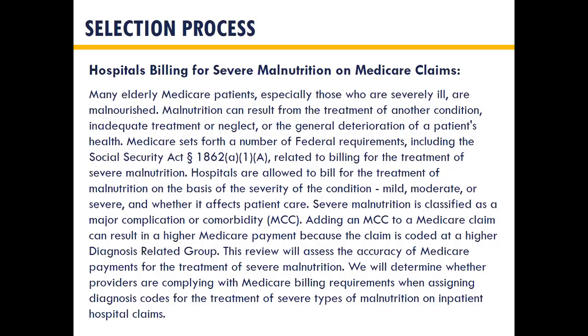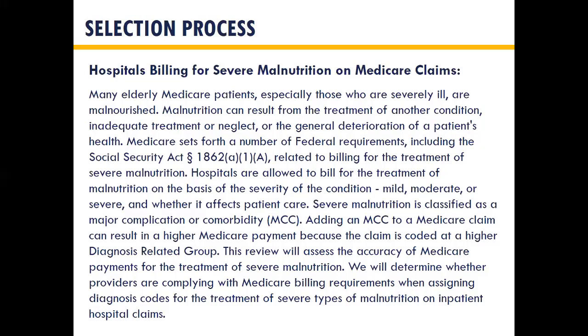So the OIG is telling you verbatim what they're looking for. First, they're going to tell you a little bit about malnutrition, how it should be treated. And then at the bottom it says, this review will assess the accuracy of Medicare payments for the treatment of severe malnutrition. We'll determine whether providers are complying with the Medicare billing requirements when assigning the diagnosis codes for the treatment of severe types of malnutrition on inpatient hospital claims.